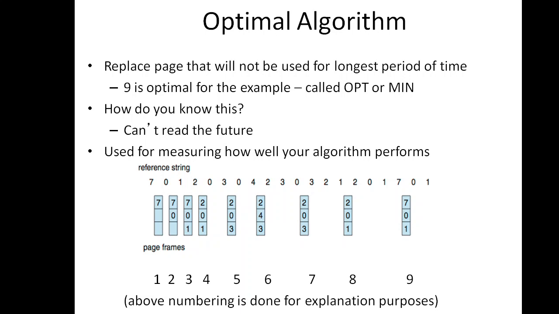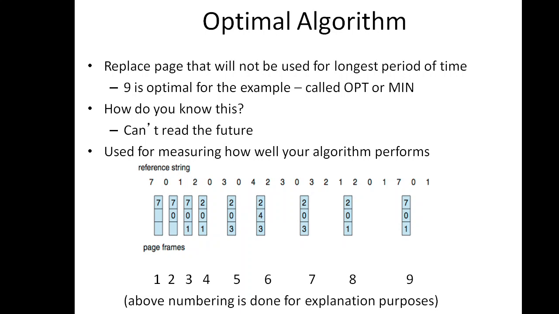Next I have 4. 4 is not used at all after this. 3 is referenced immediately, so since 4 is not used at all after this, I can replace 4. Okay, 4 is replaced with 0 at block 7. The next value to be referenced is 3. 3 is already in the frame. Next one is 2. 2 is already in the frame.